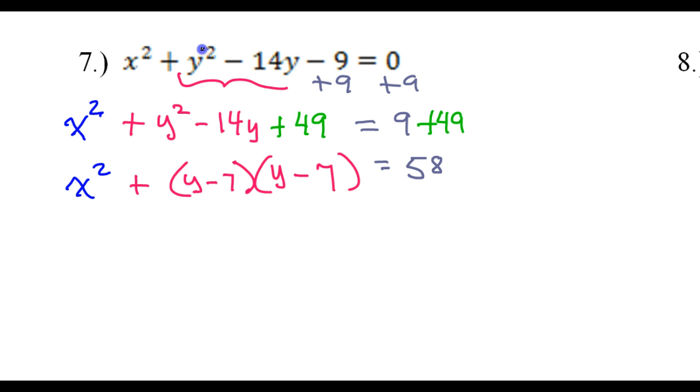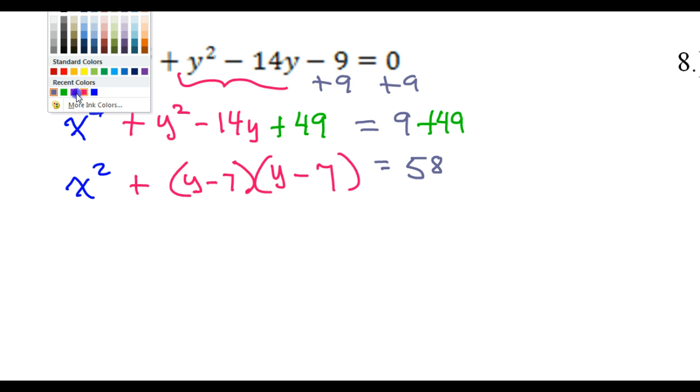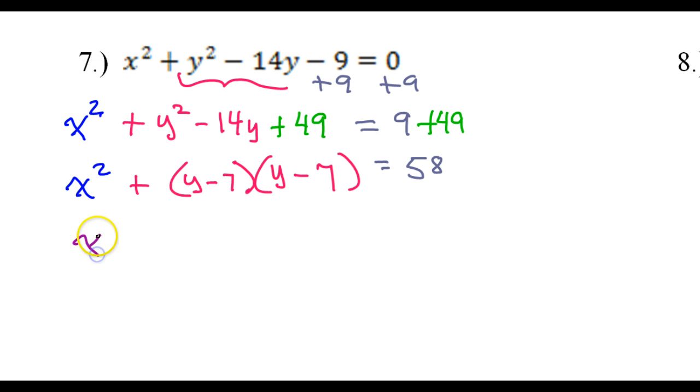And so we're almost done. We'll just go ahead and write this as x squared plus y minus 7 squared is equal to 58. And this is standard form.